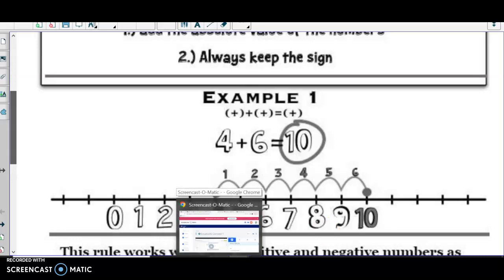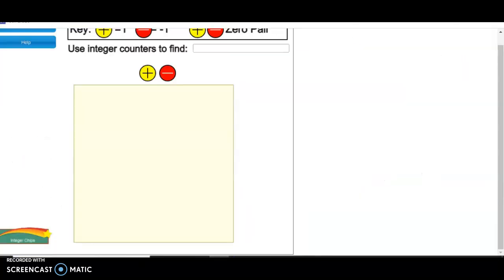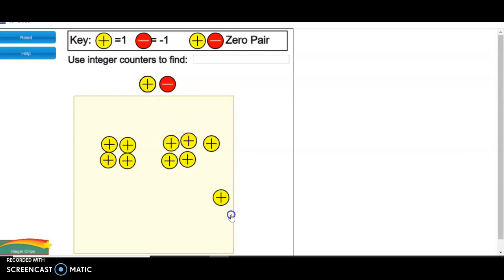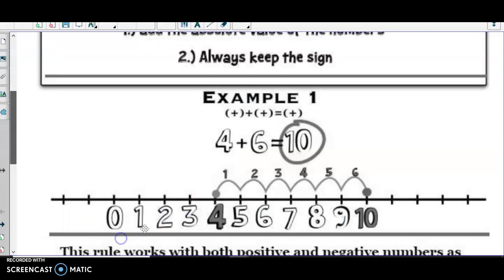Now, give me a second, and I want to pull up the counters. And let me just show you. This is a website I'll share with you, but it's going to maybe not work. Oh, I'm trying to put them in there. It's not working. Maybe I got to drag it and drop it. Okay, so my positives are yellow. I started with 4 of them. I then want to add 6 more positives. 4, 5, 6. Now I count those all up and I have 10. So I know that my answer is going to be 10.